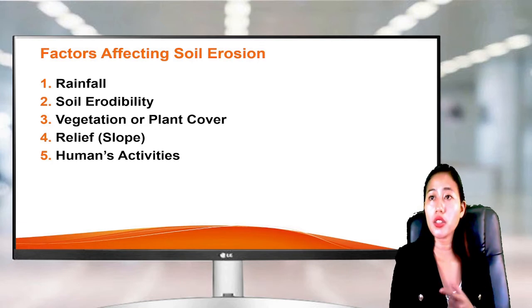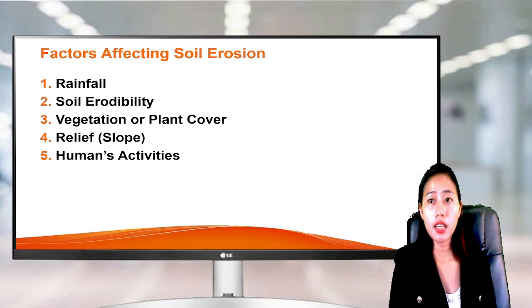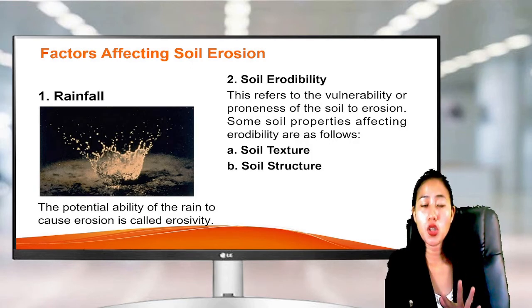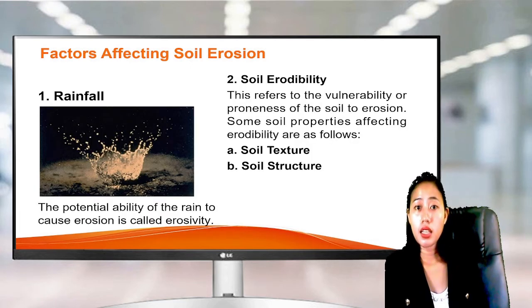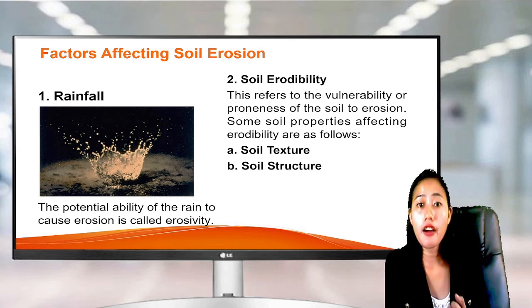So, we have here the factors affecting soil erosion: rainfall, soil erodibility, vegetation or plant cover, relief or slope, and human activities. Rainfall is a climatic element that mainly affects soil erosion. Because of its splash, soil elements are detached from the surface. The potential ability of the rain to cause erosion is called erosivity.